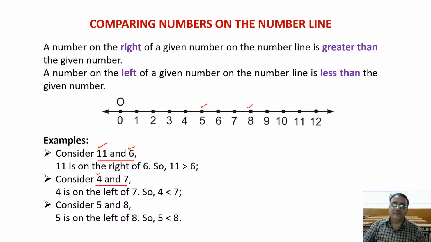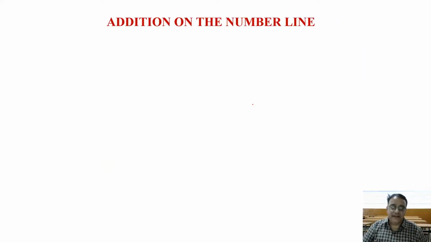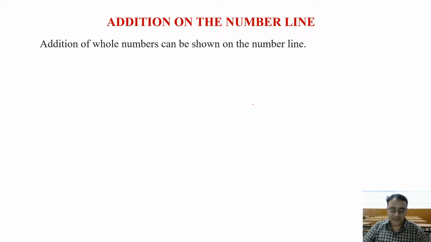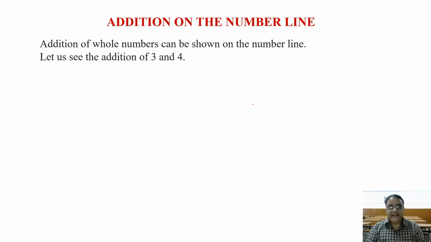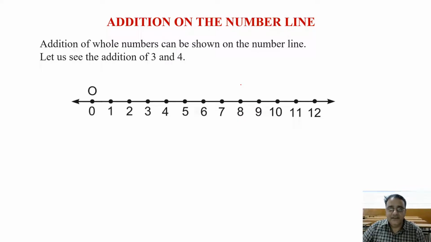Now we'll move toward the addition on the number line. So addition of whole numbers we can easily show on the number line. First, let us see by adding 3 and 4. So first we will draw a number line. Okay. So we will jump from 0 to 3.